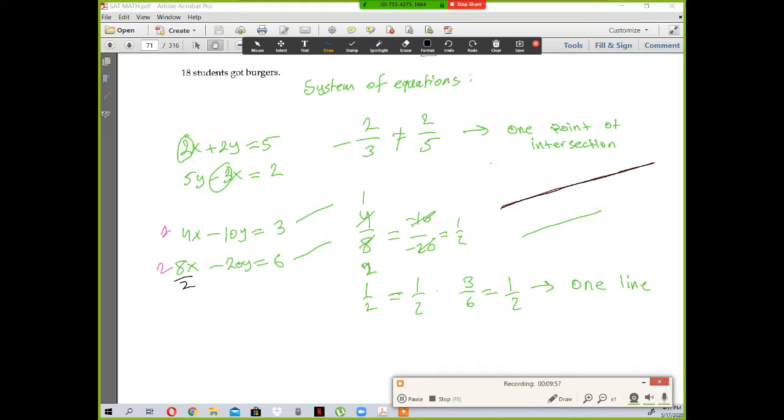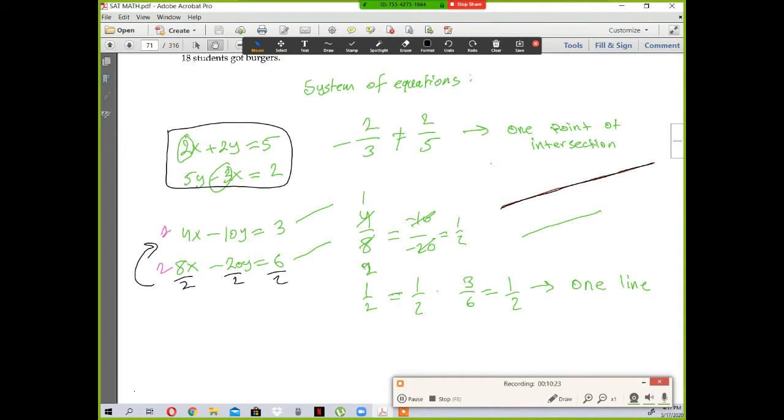If you divide by 2, you will get the same equation. So that means these two equations have an infinite number of intersections. By that I mean an infinite number of solutions. For the other case, it has one point of intersection. That means one solution.